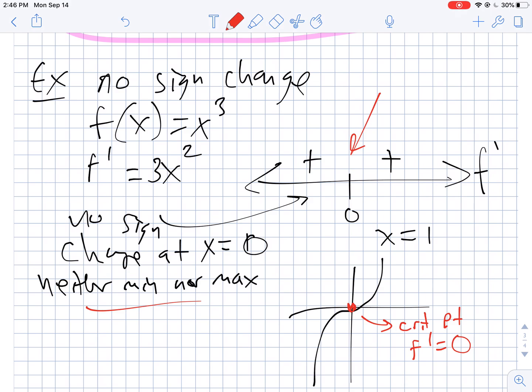Okay, so that's what this lesson's about: sign line graphs and determining what a relative min and relative max are and where they occur.